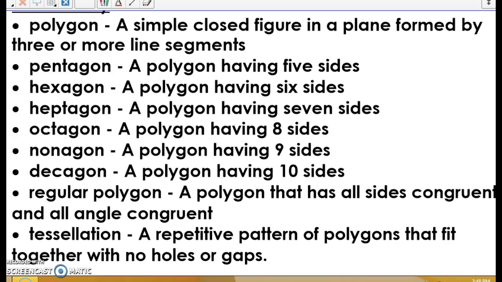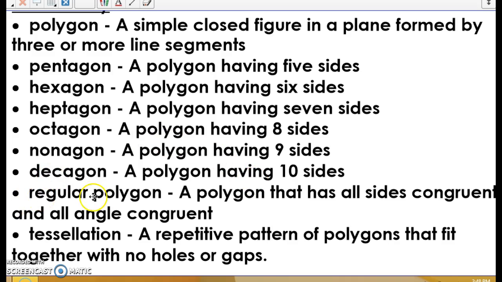So some vocab for this one that we need to know is polygon, a simple closed figure in a plane formed by 3 or more line segments. And then starting to get into some of the names of these shapes. So we have a pentagon, which means it has 5 sides, a hexagon, which means it has 6 sides, a heptagon, which means it has 7 sides, an octagon, which means it has 8 sides, a nonagon, which means it has 9 sides, a decagon means it has 10 sides.